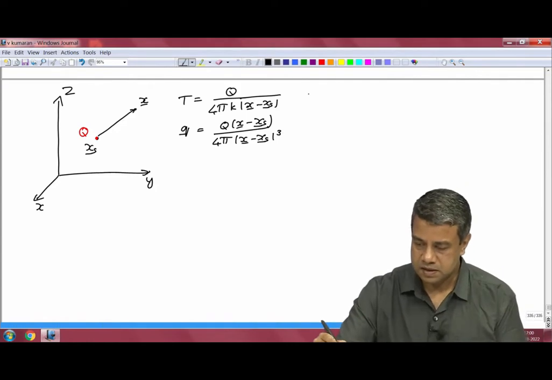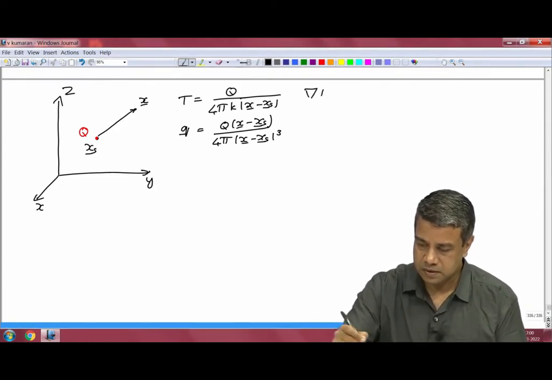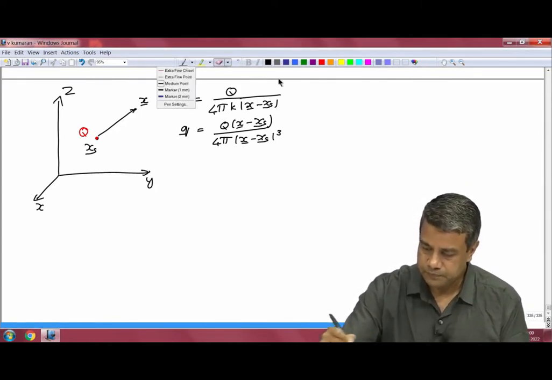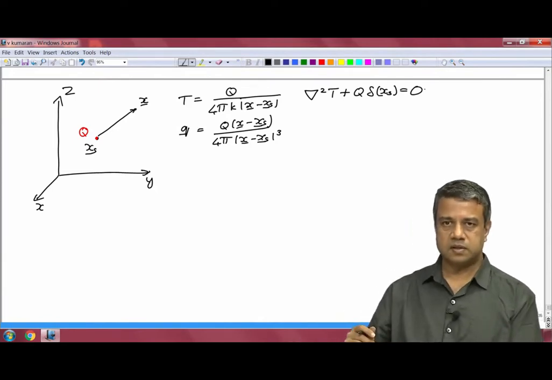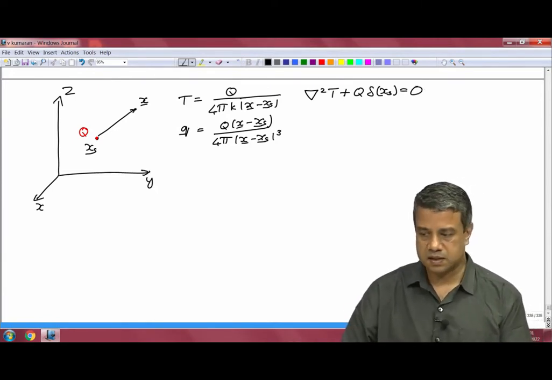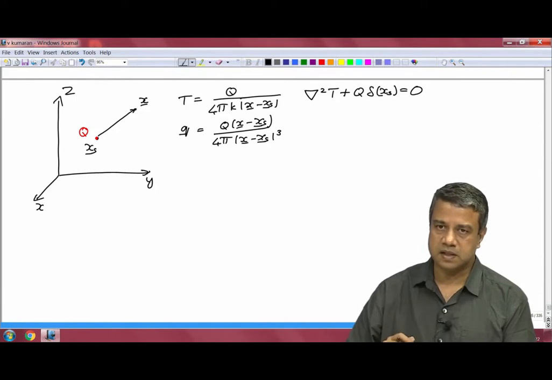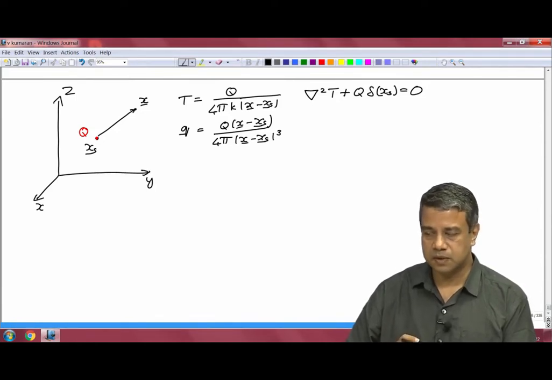The flux was equal to q into x minus x s by 4 pi into the distance cubed. This, as I said, was the solution of the equation del square T plus q delta of x s is equal to 0. There was a point source only at that location x s, and it was a delta function. So, it was generating q energy per unit time.